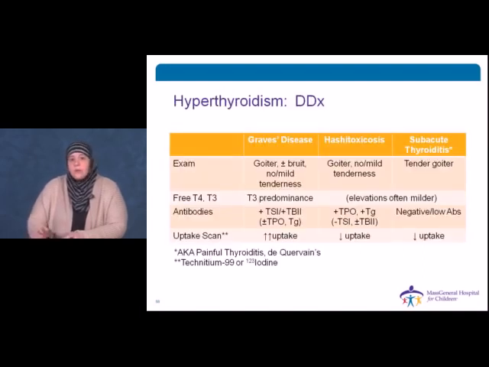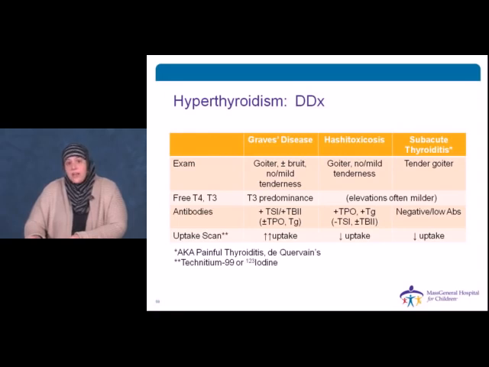So these three are really your most common causes of hyperthyroidism, and I just wanted to contrast them quickly. So in terms of exam, you're going to see a goiter most commonly in all of these situations. In Graves' disease, there may be a bruit when you listen over the goiter, which would not be present in the other two. That's because there's increased vascularity in Graves' disease, whereas the other two are destructive processes. And in subacute thyroiditis, the goiter is typically tender, whereas it's not in Hashimoto's or Graves' disease.